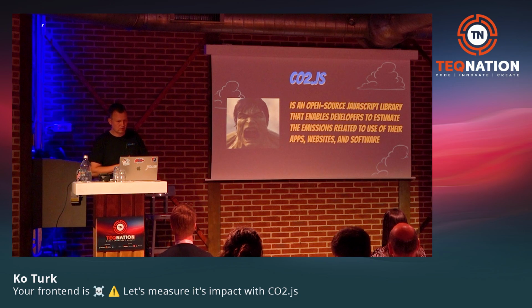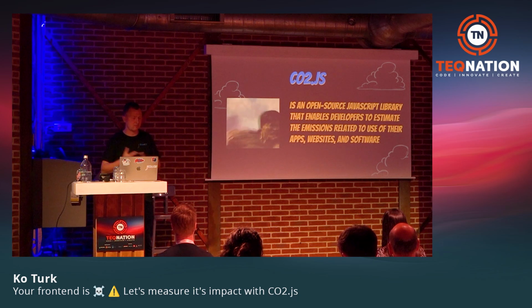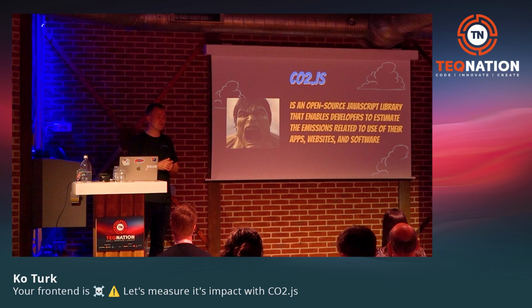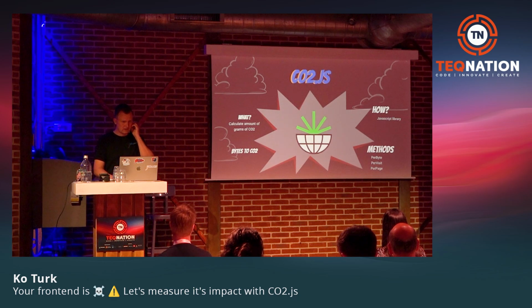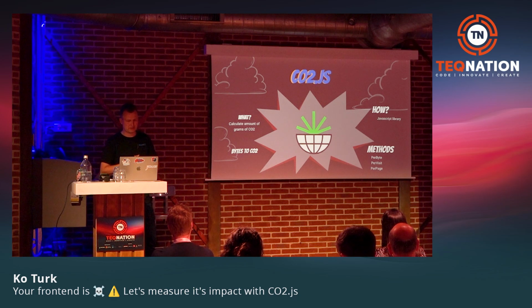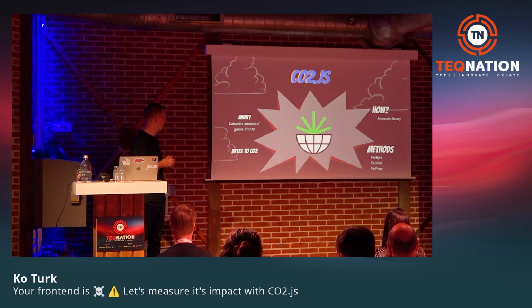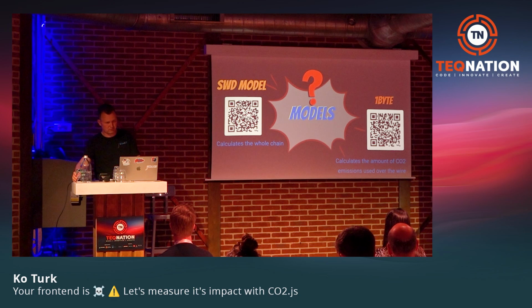So let's use CO2.js. It's an open source JavaScript library that enables developers to estimate emissions, so we can measure our CO2 based on bytes. You calculate the amount of grams of CO2 based on bytes. It's a JavaScript library, and you have certain methods per byte, per visit, per page. It's converting bytes to CO2. There are two models, the SWD and the 1 byte, and they have their own model.